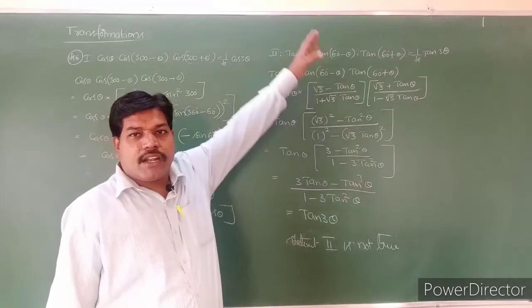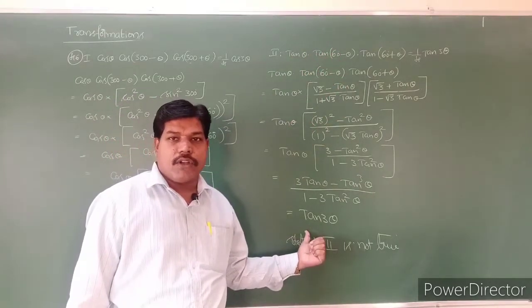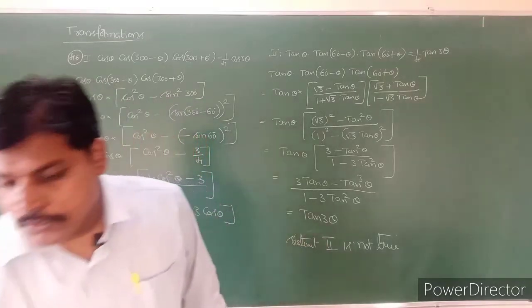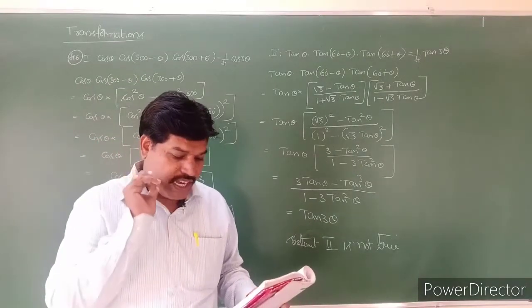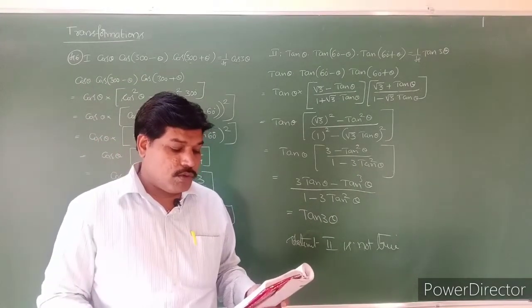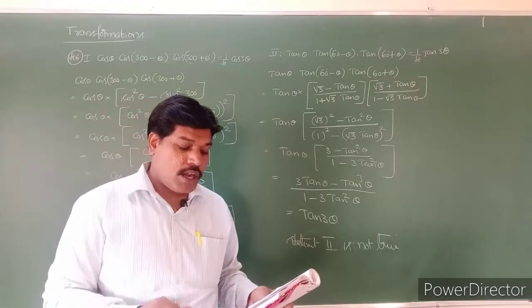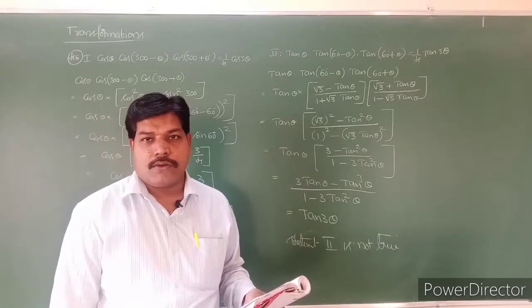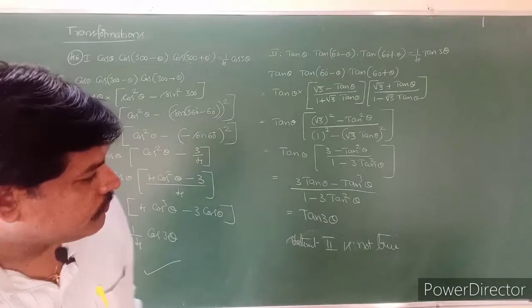Why? Because they have given 1 by 4 into tan 3 theta, but what you got is the tan 3 theta only. So that's why statement 2 is false. See that one, the options are: only 1 is true, only 2 is true, both 1 and 2 are true, neither 1 nor 2 is true. So the statement is only the first one is true. Okay, so the option is 1.